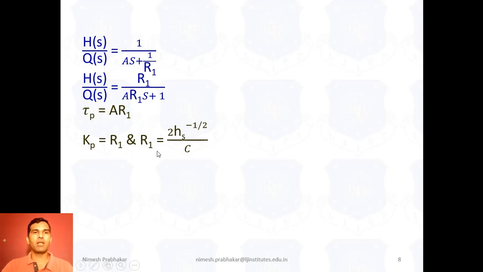And we know R1 is nothing but 2 Hs raised to minus 1 by 2, divided by C. This value we get from this. We know 1 upon R1 is equal to 1 by 2 C H raised to minus 1 by 2, C H raised to 1 by 2. So from this we get R1 is equal to 2 Hs raised to 1 by 2 upon C.